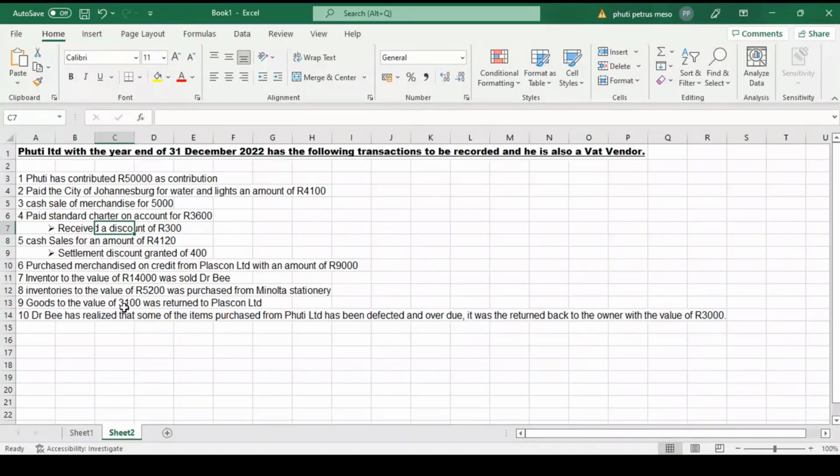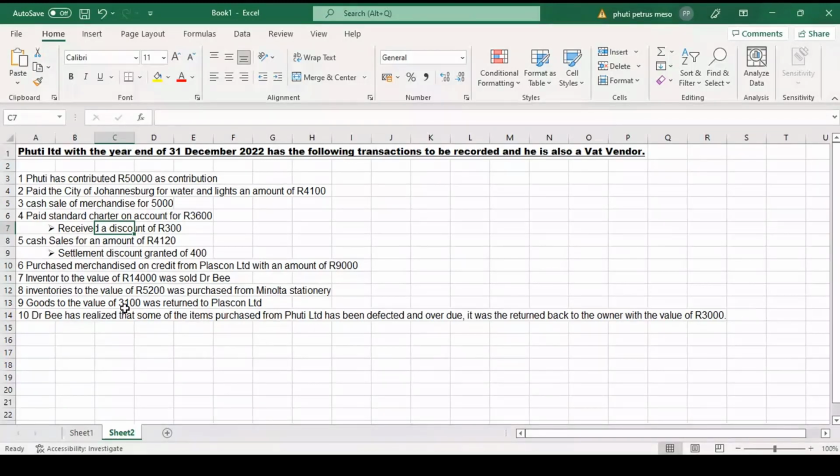4. I hope, Catherine, you're online. I just want to engage you on something just before I go ahead after transaction number 5. All right, transaction 4 says that Putin Limited paid Standard Charter on an account for an amount of 3,600 rand. If you look at this transaction, you would realize that Standard Charter is actually a creditor of Putin Limited. So we made a payment. It's more like a settlement of 3,600 rand.